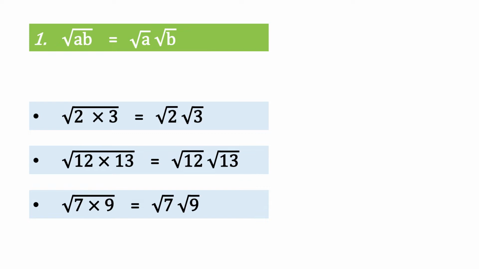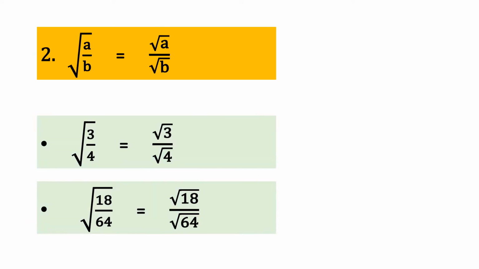Now the next rule is root of A by B is equal to root A by root B. In the previous one we saw multiplication; now here we are seeing division. Here a common fraction, that is A by B, comes inside the root. When a fraction comes inside the root, you can separate the root and give it to the numerator and also to the denominator. You'll get the same answer if you do the question in both these ways.